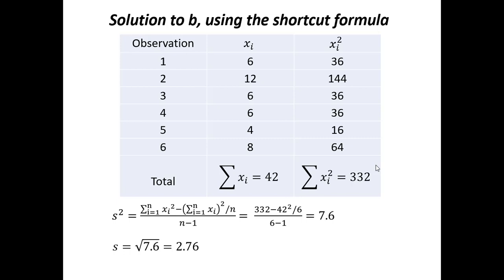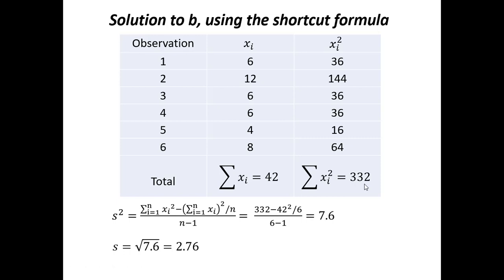As noted before, now we don't need to calculate a sample mean and subtract. We simply need to find the xi squares. So we go down this list: 6 squared is 36, 12 squared is 144, and so on. 4 squared is 16. We'll need the sum of this column, so if we add it up, we get 332.